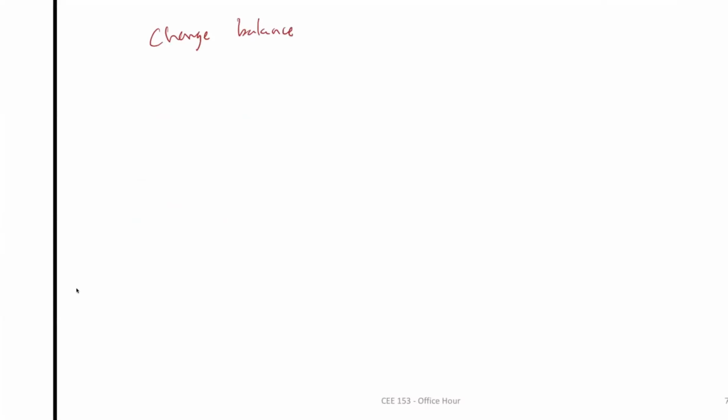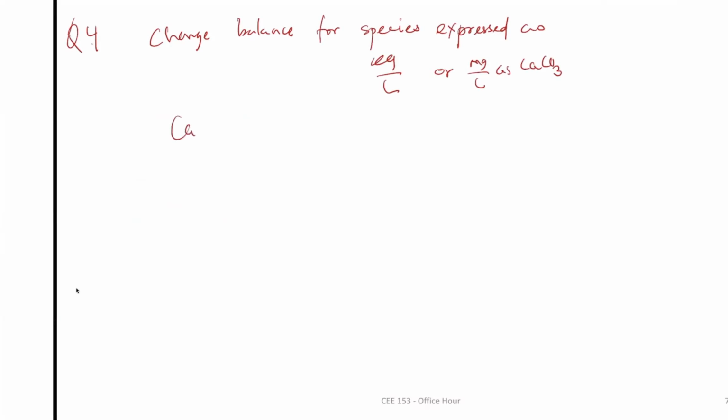This is for question number 4. Okay, charge balance for a species expressed as equivalent per liter or milligram per liter as CaCO3. So when I say equivalent per liter, it doesn't matter really about charge because that's already accounted for. Then you just have to write them all together: Na+ plus Ca2+ should be equal to HCO3-.